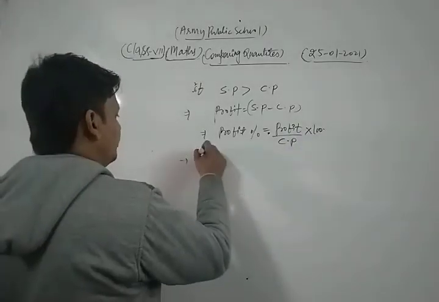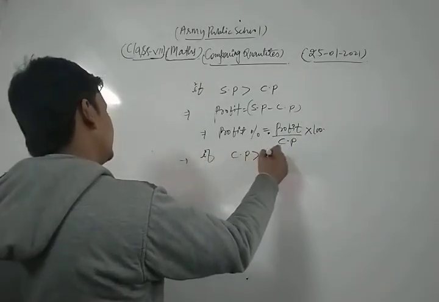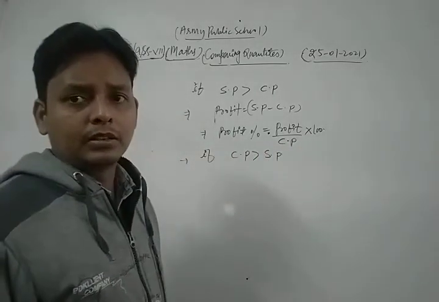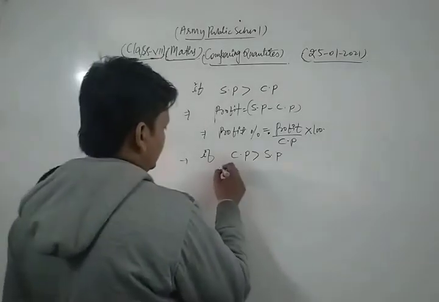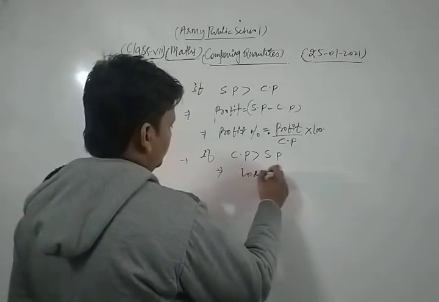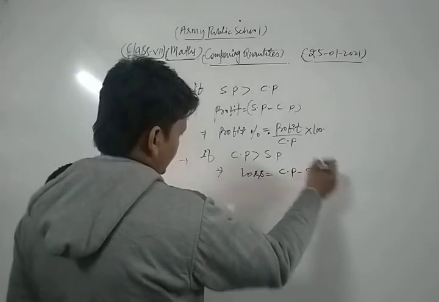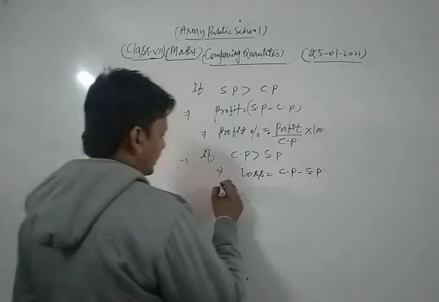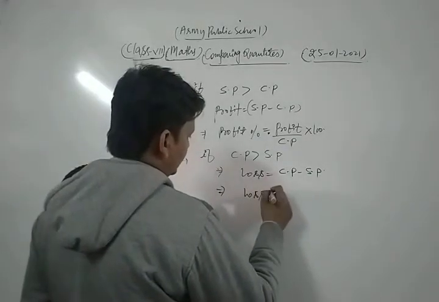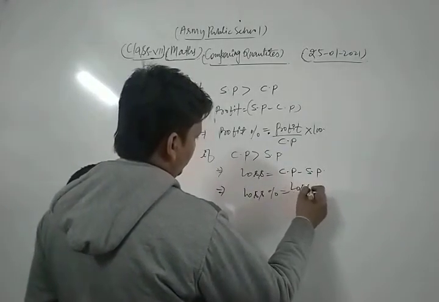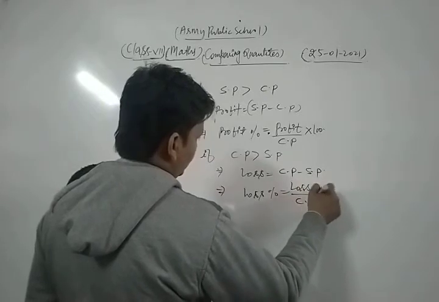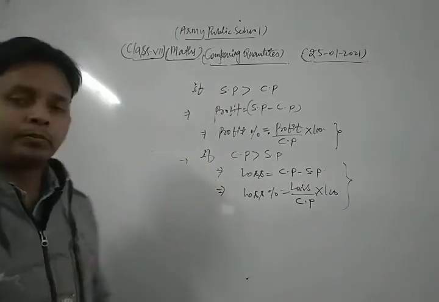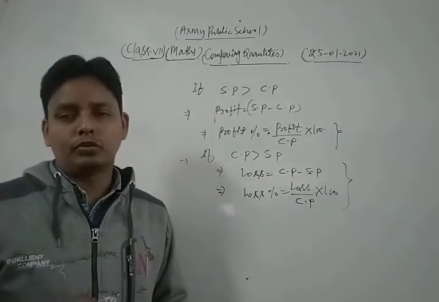Similarly, if the cost price is greater than the selling price, then in that condition we always get a loss. That is, loss is equal to cost price minus selling price, and the formula for loss percent is loss upon cost price into 100. So these are some important basic formulas related to profit and loss.